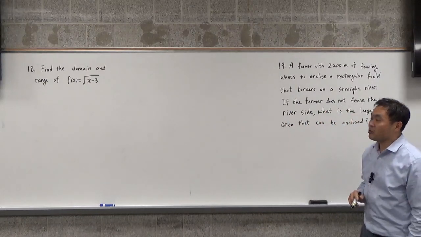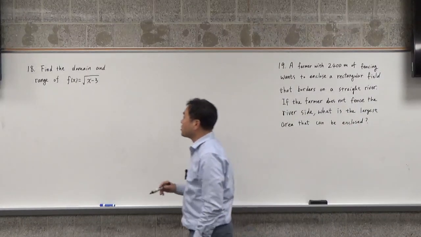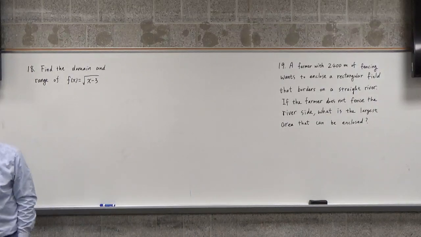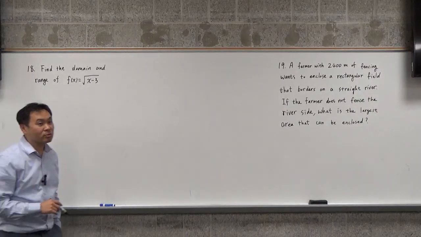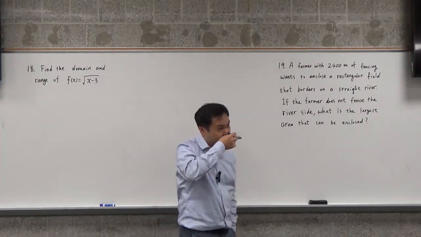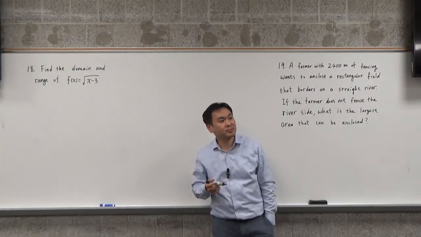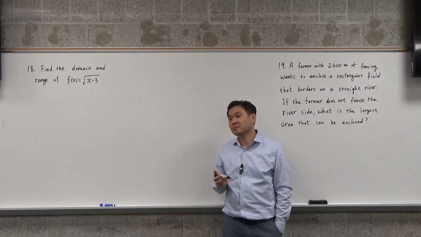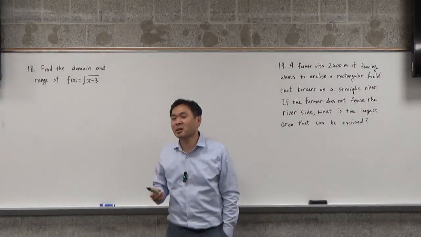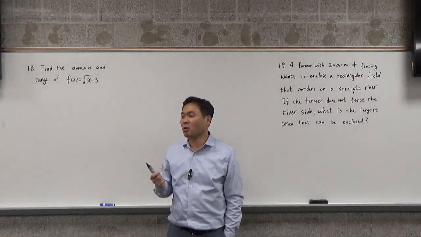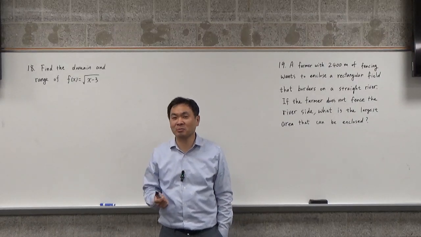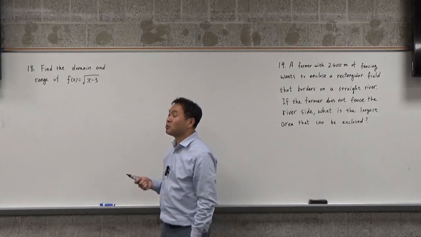Find the domain and range of the function f(x) equals the square root of x minus 3. Okay, what's the domain of this function? What is a domain? Tell me what's a domain. All the inputs, all the x values that can be plugged in. Okay. Can you plug in 0?